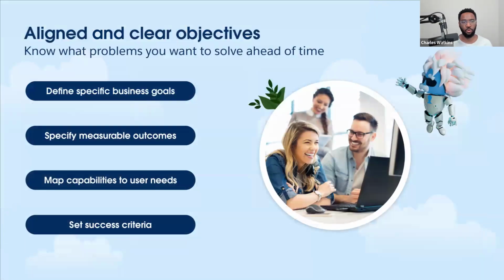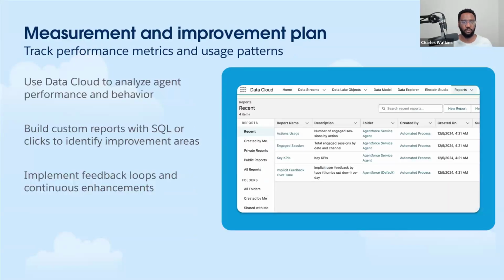And then when you're building your AI agents, just make sure you have aligned and clear objectives. Know what problems you want to solve, what metrics you want to hit, what capabilities are required, and what success looks like. This is more or less general project and product management, just applied to AI agents. It's the same stuff.